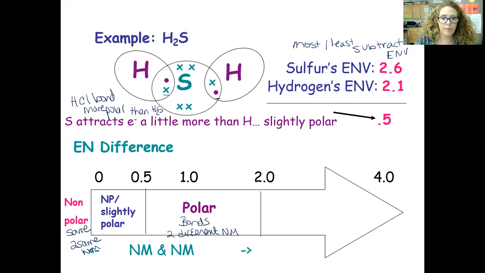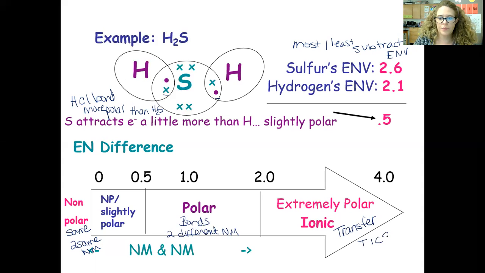So now what about from 2.0 to 4? Here we have our metals and nonmetals. These are what we would call extremely polar. And so we call those ionic, which is no longer a share. Remember, this is a transfer of electrons. And I like to remember it as TIC. Transfer, ionic, covalent, share.